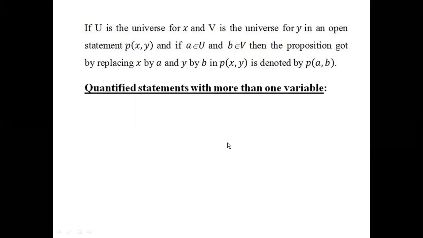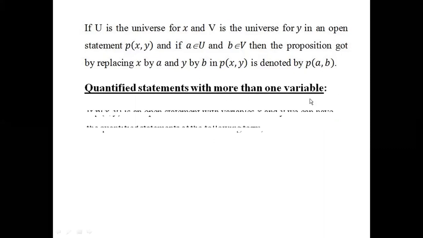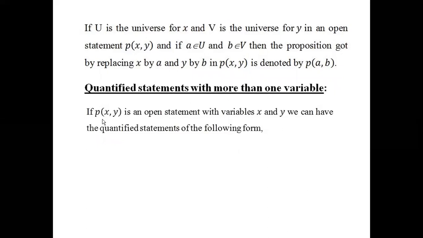Next we have quantified statements with more than one variable. If p of x comma y is an open statement with variables x and y, we can have the quantified statements of the following form. So suppose we have the open statement in the form p of x comma y involving two variables x and y. Then the quantified statements can be symbolically written in these forms.